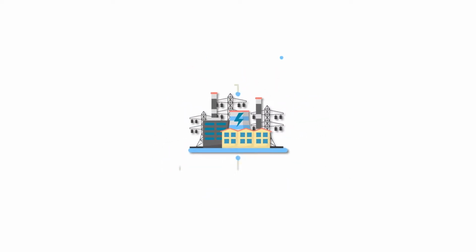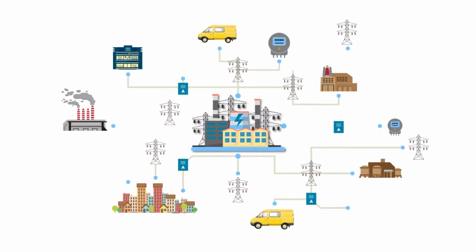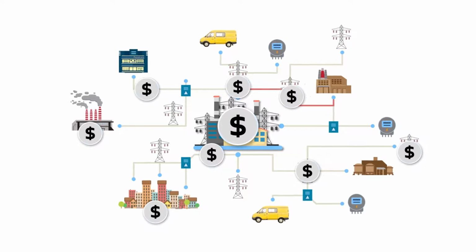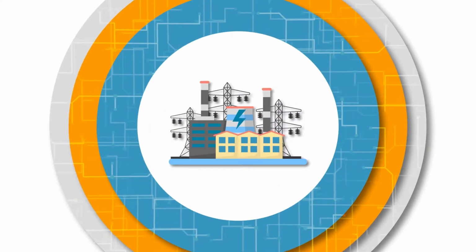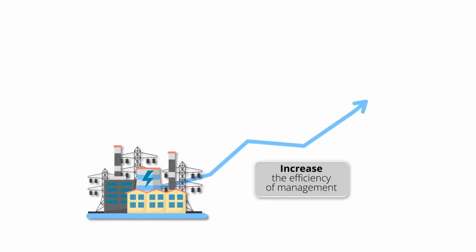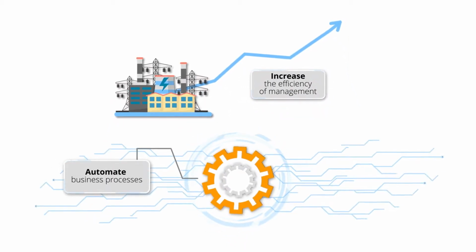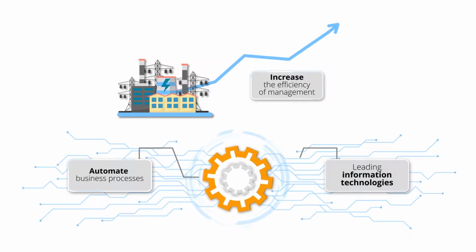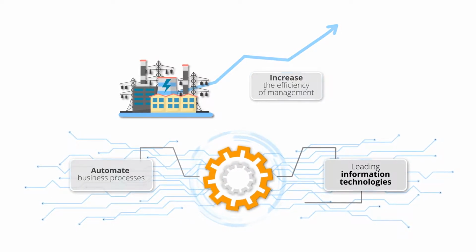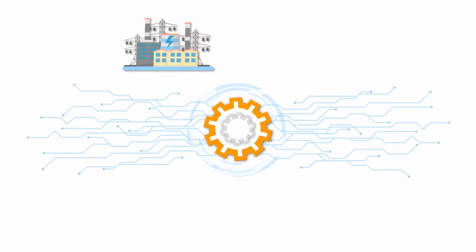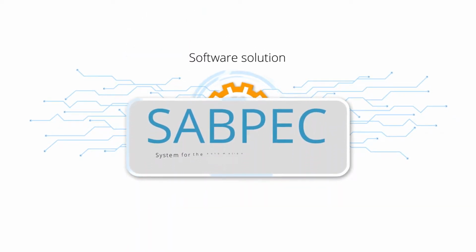Modern energy companies have a complex structure and waste vast resources due to non-transparency in resource management. However, now they can significantly increase the efficiency of management and automate the biggest parts of their business processes with the implementation of leading information technologies. We present Sabpek, the system for the automation of business processes for energy companies.